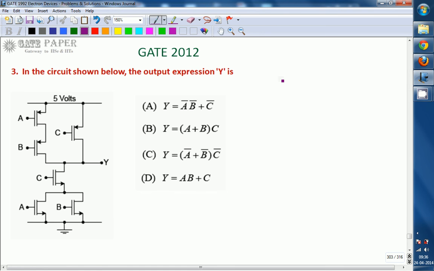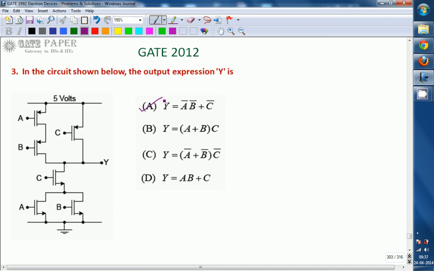Hello, we are discussing the GATE 2012 ECE paper, and this question is related to electronics. In the circuit shown below, the output expression Y is. The given circuit is a CMOS circuit, and there are four options given for the expression Y. The right answer for this question is A. Y is equal to A bar B bar plus C bar.